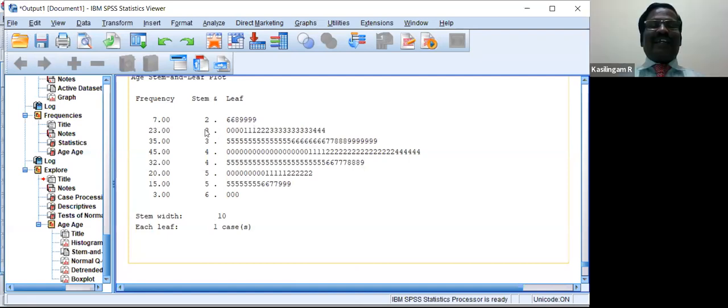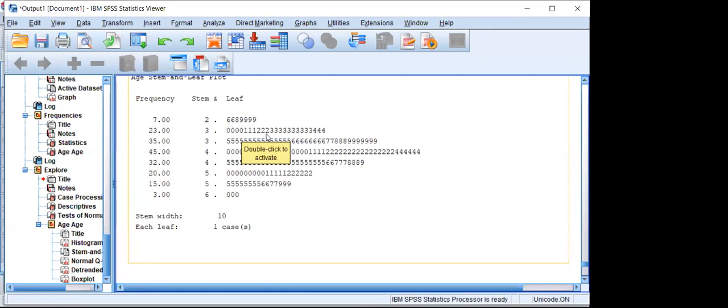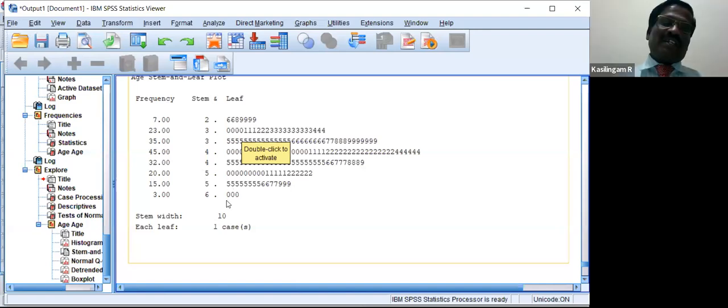Now here 30 to 34 is arranged, then 35 to 39 is arranged. For 30, how many? 4 people. 31 has 3, 32 also 3, in that way. That is the stem and leaf plot.